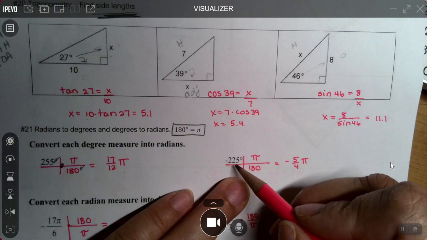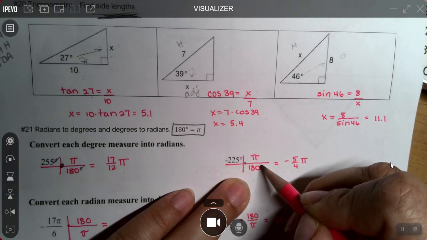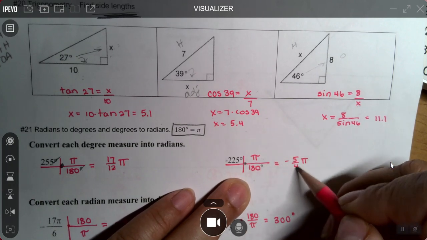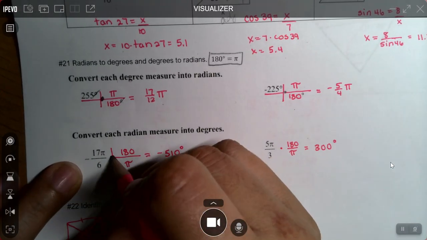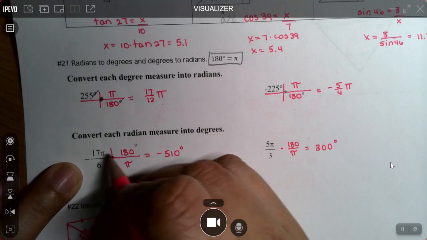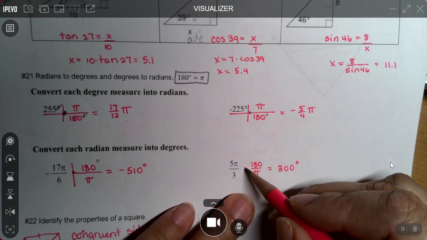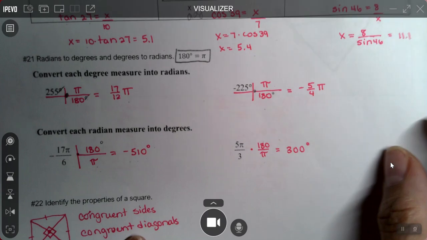Right. Negative 225 times pi over 180. 180 in the bottom because we want the degrees to cancel and we want to be left with radians. So negative 5 over 4 pi. Now this is in radians. Now it's going to be 180 over pi. Okay. Put it in the calculator, you get negative 510 degrees times 180 over pi, 300 degrees.